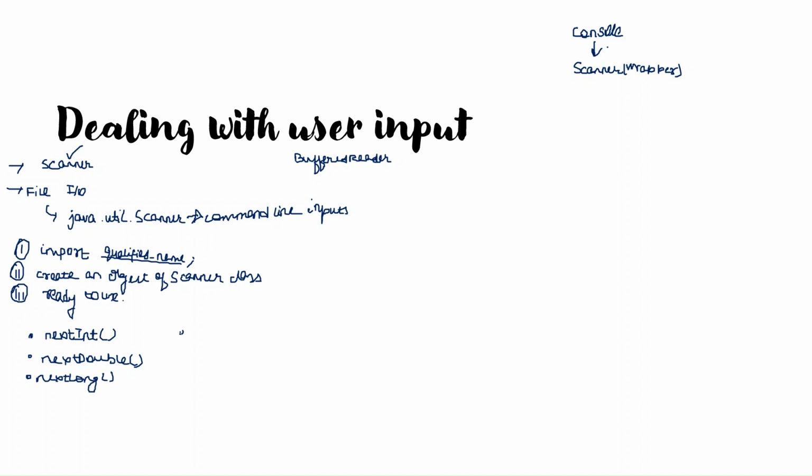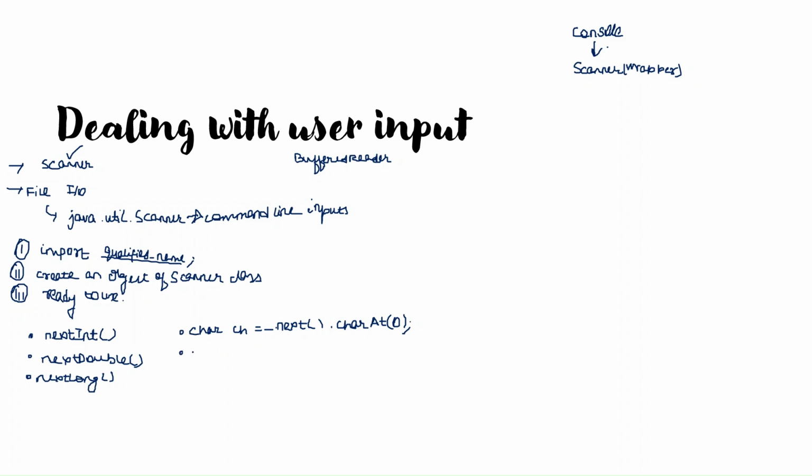We also have a character input for the scanner class. In order to have a character input, we first have to accept a word, and from that word we tell the compiler that we just want the character at the 0th index, the very first index. This next dot charAt(0) should be preceded by the instance name of the scanner class.